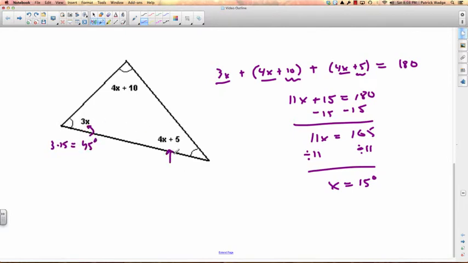This angle here is 4 times x, which is 15, plus 5. So that's 60 plus 5, it's 65 degrees. And this one here is 4 times x, which is 15, plus another 10. So that's 4 times 15 is 60, plus another 10 is 70 degrees, this one.